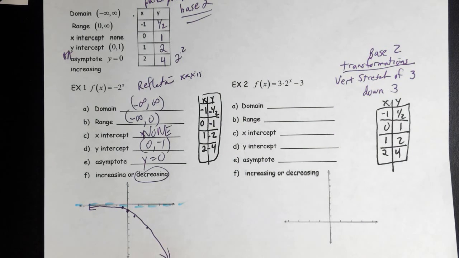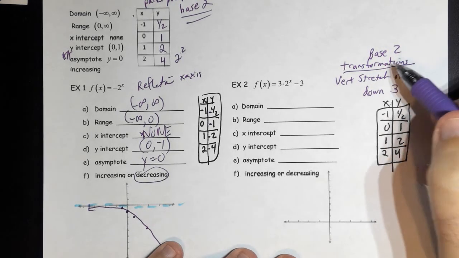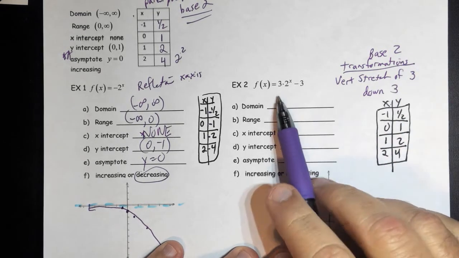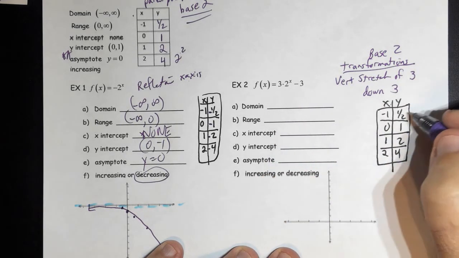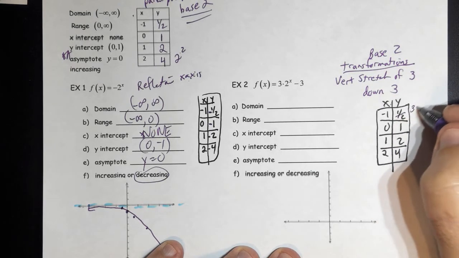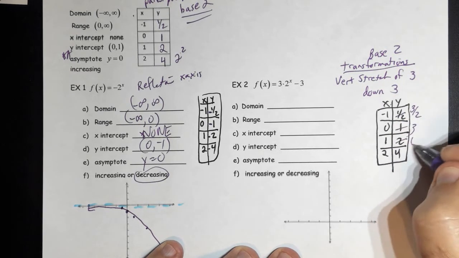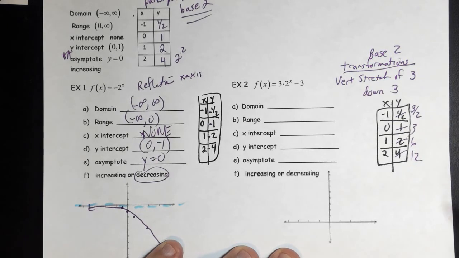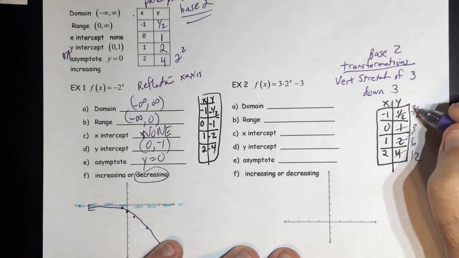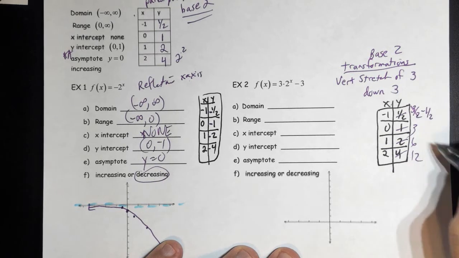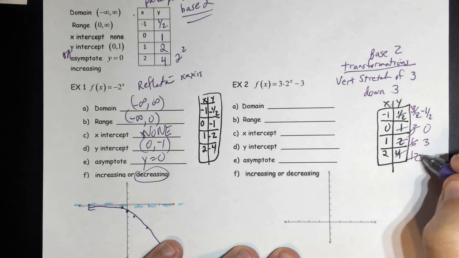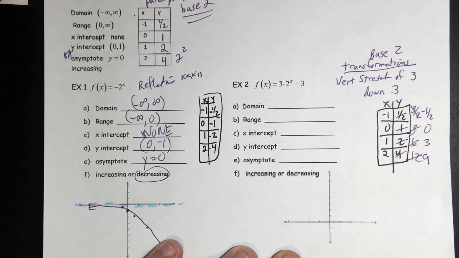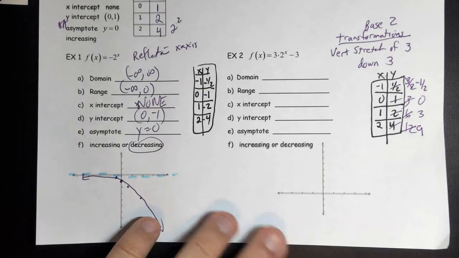Alright, so we need to finish this one up pretty quick. Here's my points, here's my transformations. Base 2 transformations, I'm going to have a vertical stretch of 3 and a down 3. So vertical stretch of 3 means all these get multiplied by 3. 3 halves, 3, 6, and 12. And then down 3. So that's going to be negative 1 half, 0, 3, and then 9. So what happens when I graph these?